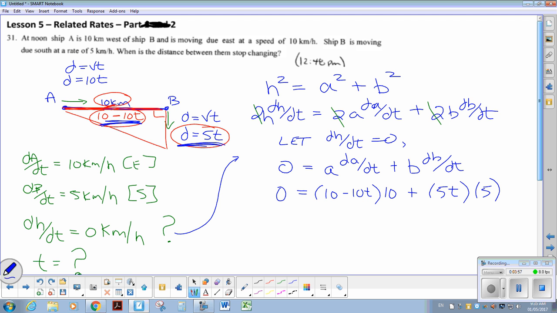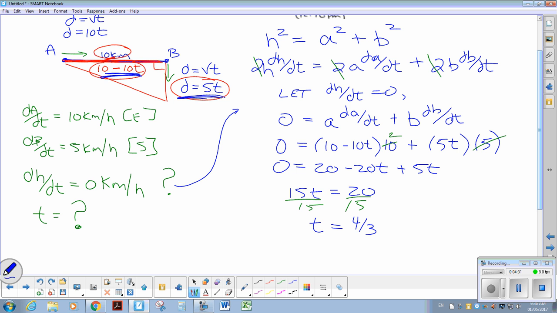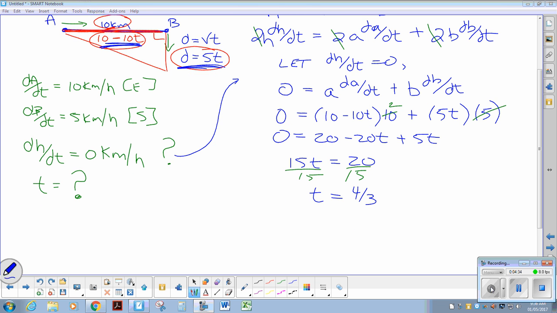So now we have an equation just with t in it, and that's what we're going to solve or isolate for. We're going to divide through by 5, just to reduce my numbers. So 0 equals 20 minus 20t plus 5t. So that means I'll have 15t equals 20. Divide both sides by 15. So t equals 20 over 15, 4/3. 4/3 of an hour.